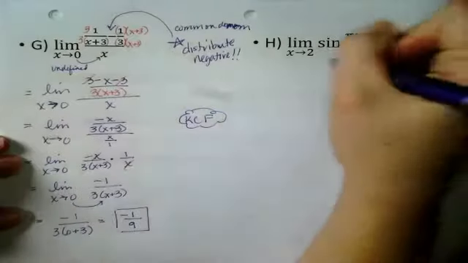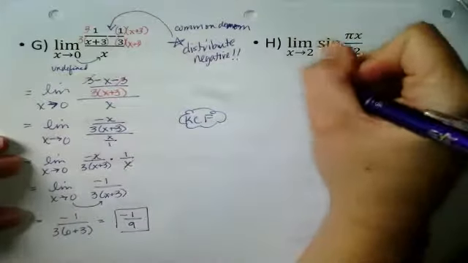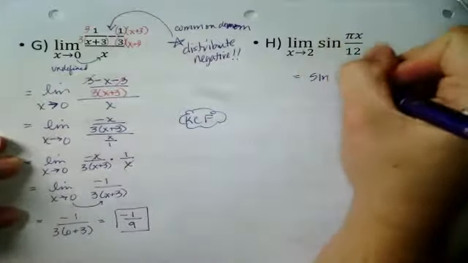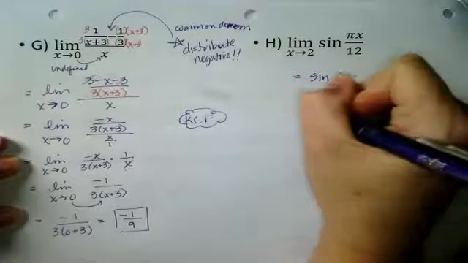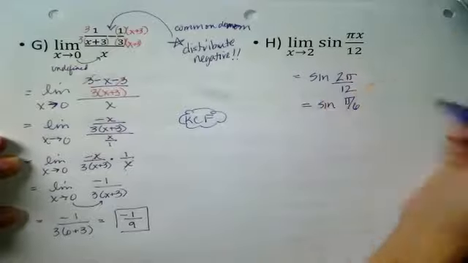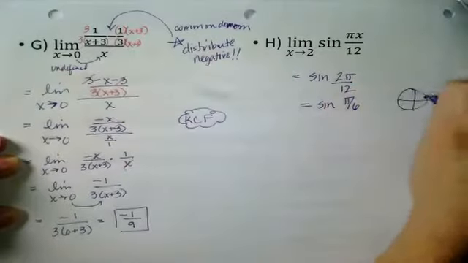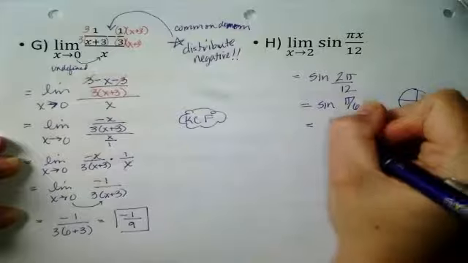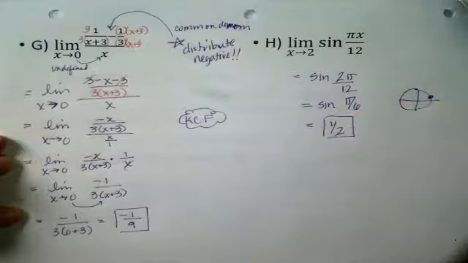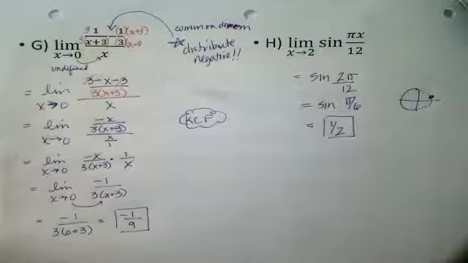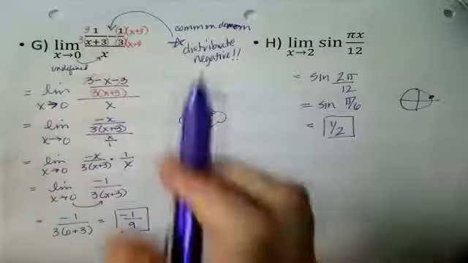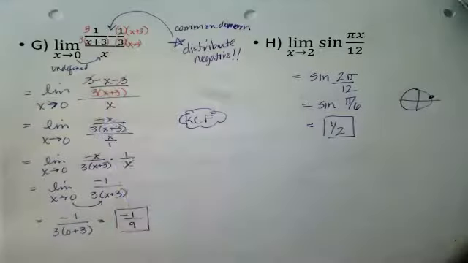And last here, again, I'm just going to try doing a little direct substitution. That'd be sine of 2 pi over 12. Well, that's just sine of pi over 6. Thinking about your unit circle, pi over 6 is right here. That has a sine value of 1/2. Easy peasy. That one we could do direct substitution. So you have a couple methods, whether it's factoring or rationalizing, or maybe simplifying complex fractions, that you can use to help evaluate limits.